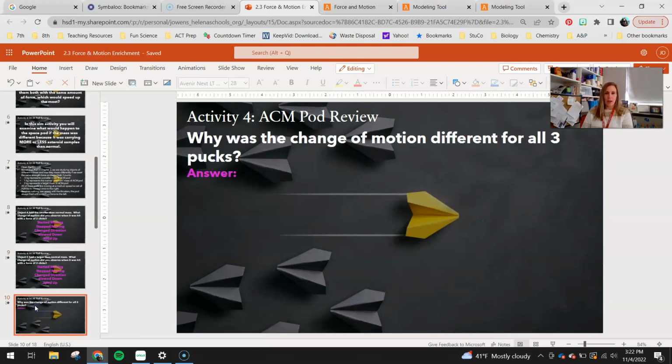Okay, now answer the why. Why was the change of motion different for all 3 pucks? Give me an explanation. Again, think about that one keyword I've been telling you guys to remember for all of chapter 2, mass. So how does mass tie into that? When you guys are done answering this, we're going to go ahead and move on, and I'll re-explain your 2 claims for you.